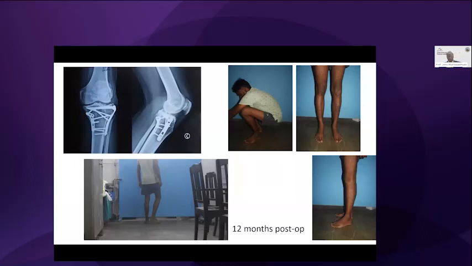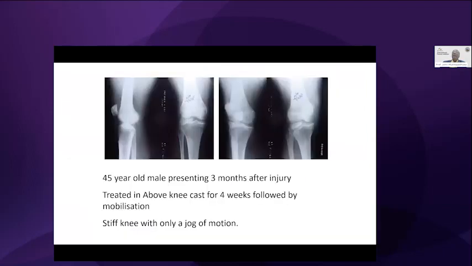So this was interesting. And one of the reasons we were able to pick it up was because many years ago, I had seen a similar case. We are going back almost 18 years ago. This was in 2005. We had this patient present to us 3 months after the injury, okay? He was treated in a cast initially for 4 weeks, followed by physiotherapy and mobilization exercises. And there was absolutely no movement. His knee was stuck in extension and just had a jog of motion. And this was the X-ray that he came to us with at 3 months.